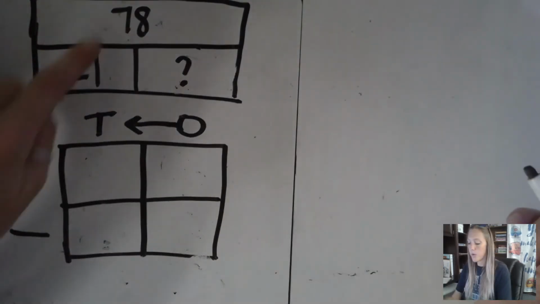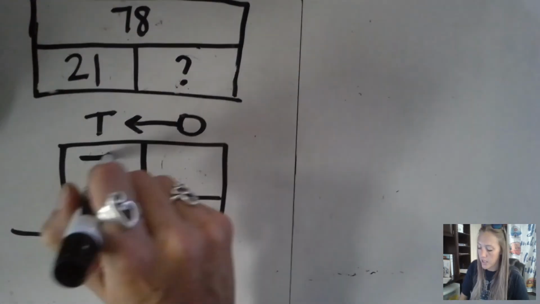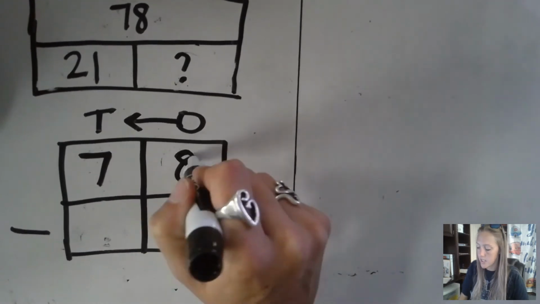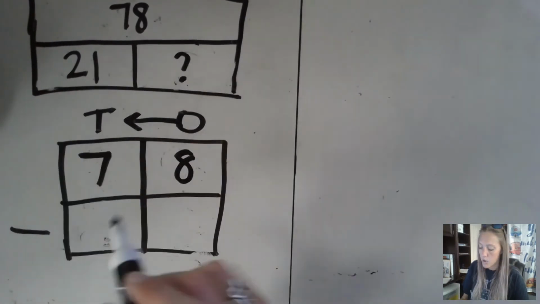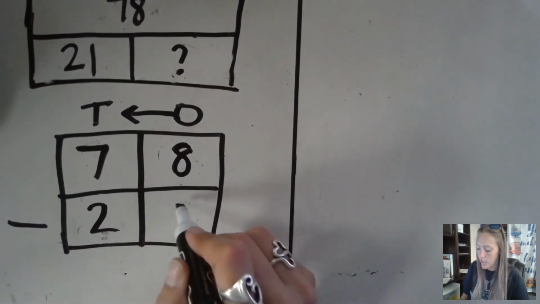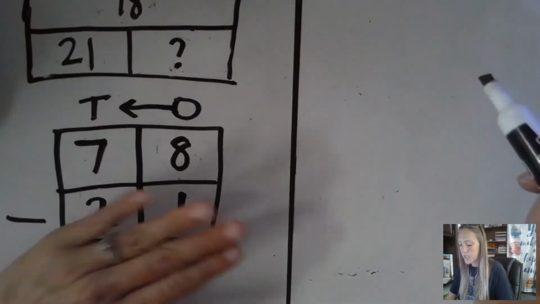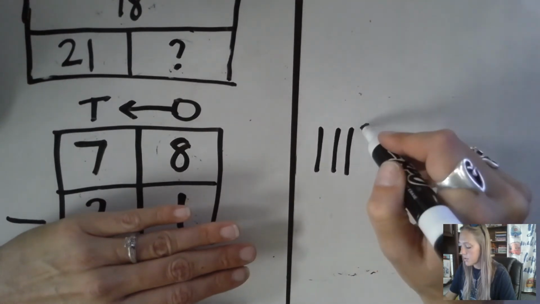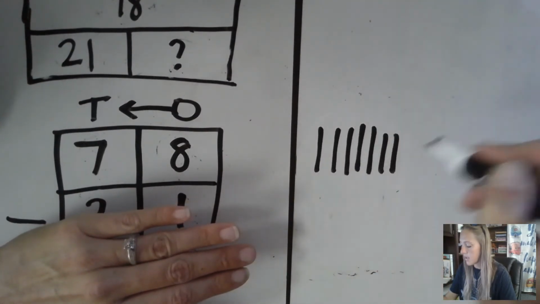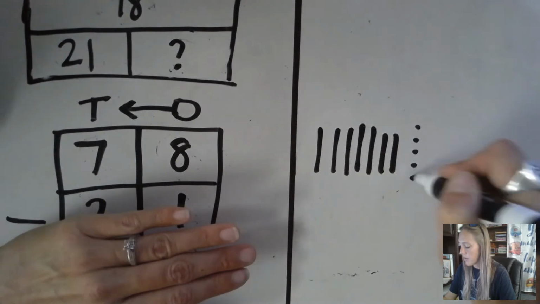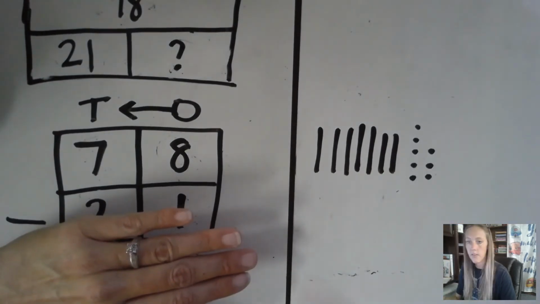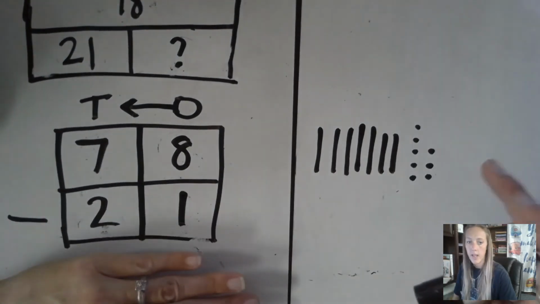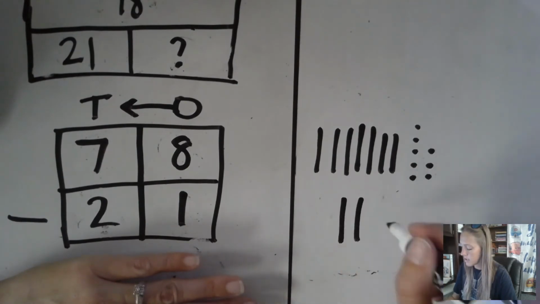So in order to represent 78, put a 7 here in the tens place and an 8 in the ones place, 2 in the tens place, 1 in the ones place. So 78 represented over here in base 10: 1, 2, 3, 4, 5, 6, 7, and 1, 2, 3, 4, 5, 6, 7, 8. 78. And then 21 looks like this.